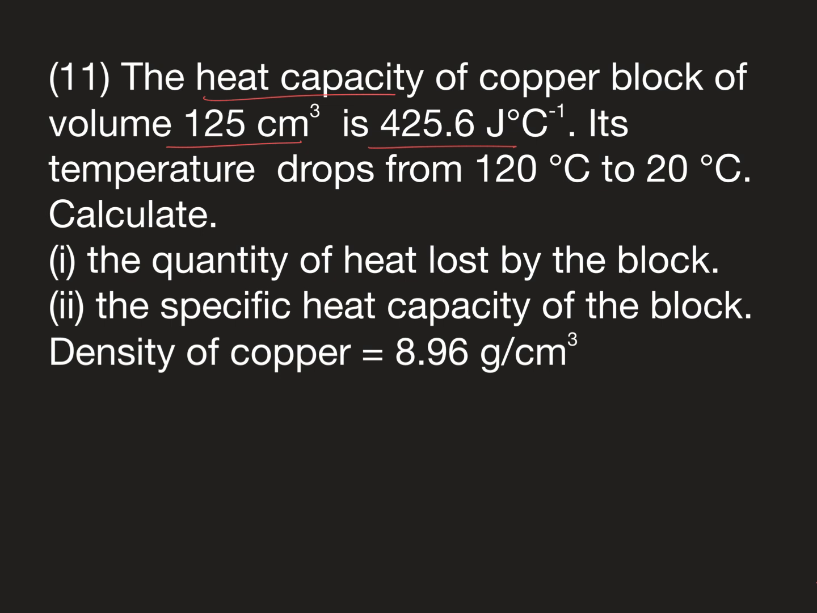The heat capacity of copper block of volume 125 centimeter cube is 425.6 joules per degrees Celsius. Its temperature drops from 120 degrees Celsius to 20 degrees Celsius. Calculate the quantity of heat lost by the block. Calculate the specific heat capacity of the block. The density of copper is given as 8.96 grams per cm cube. Solution.